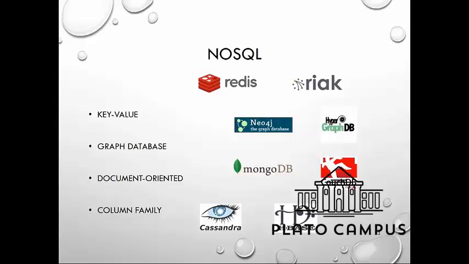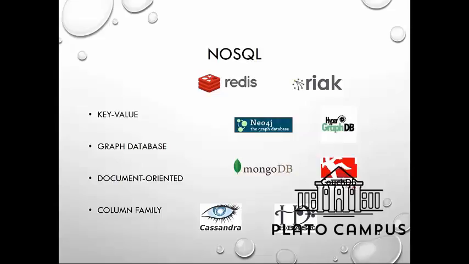In NoSQL, we get four types of database. The first one is key value, the second one is graph database, the third one is document oriented database, and the fourth one is column family. There are different types of structure in NoSQL, and according to the structure there are different types of databases. MongoDB is a document oriented database where we are mostly dealing with documents.